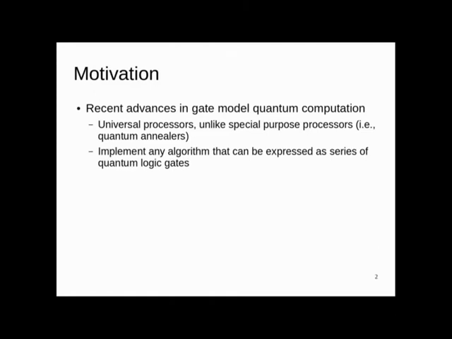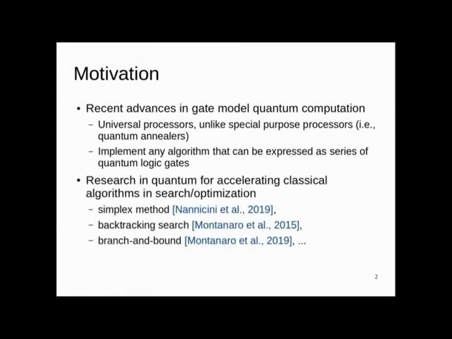This work is motivated by recent advances in gate model quantum computation. Gate model quantum computers are universal processors, and unlike special purpose processors such as quantum annealers, are capable of implementing any algorithm that can be expressed as a series of quantum logic gates. Research in using gate model quantum computation for accelerating classical algorithms in search and optimization has actually seen a flurry of activity in the literature, with recent contributions for the simplex method, backtracking tree search, and branch and bound.